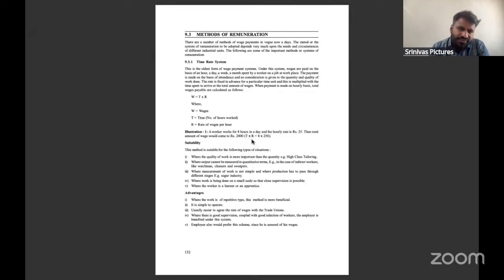If you observe here, one example is there. A worker works for 8 hours in a day and the hourly rate is 250. Then the amount of wages would come to 2000. Simply, 8 hours is worked, and per hour he is receiving 250 rupees. 8 into 250 rupees is the total amount he is going to receive. So that is the example of the time rate system.